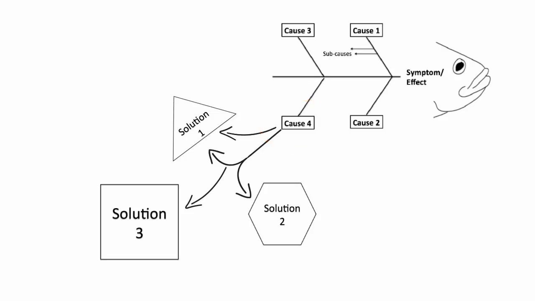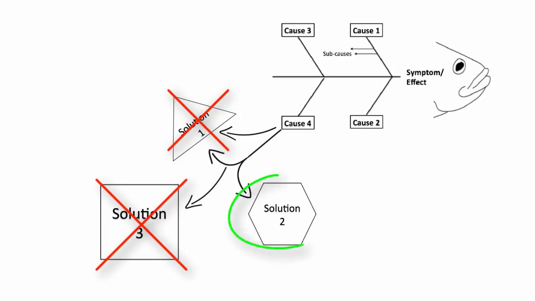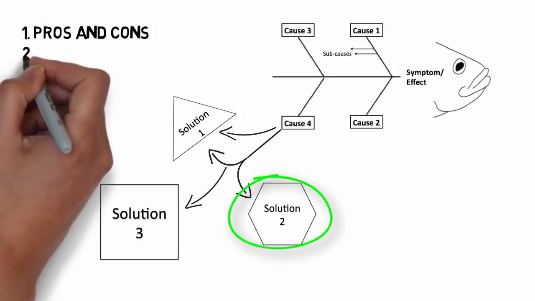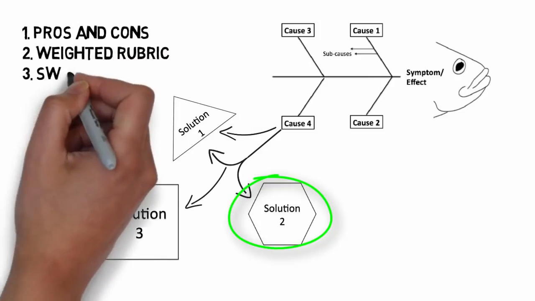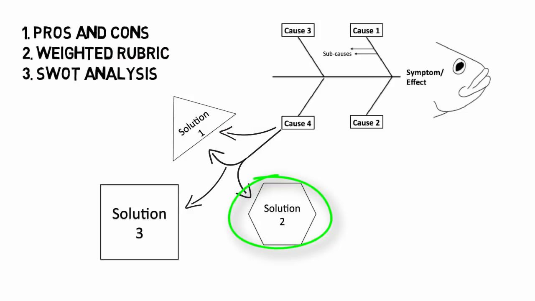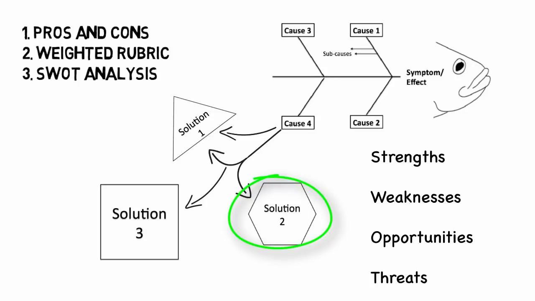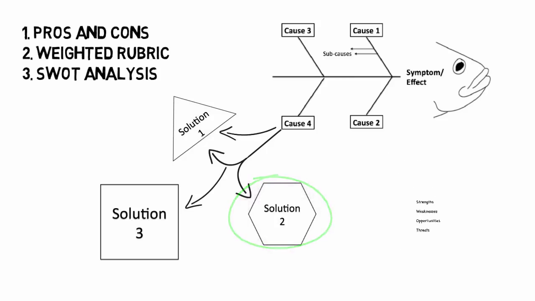When there is more than a single solution, we need to determine which solution is our best option. This means comparing solutions against one another and selecting the one that will maximize the return on our investment of time and resources. To compare, you can use pros and cons, a weighted rubric, or for a more sophisticated approach, conduct a SWOT analysis, where you look at the strengths, weaknesses, opportunities, and threats of each solution.